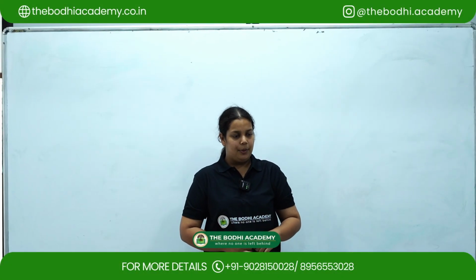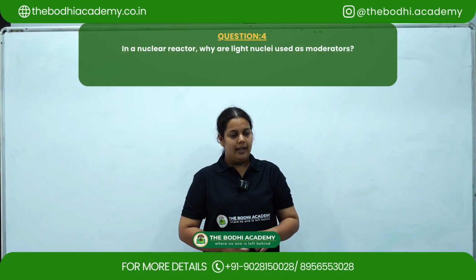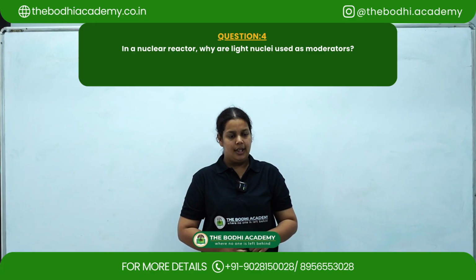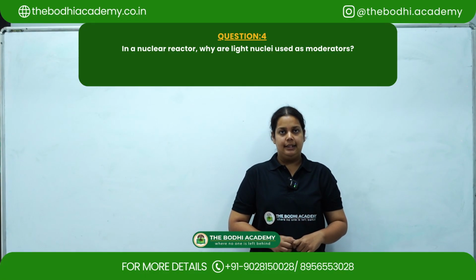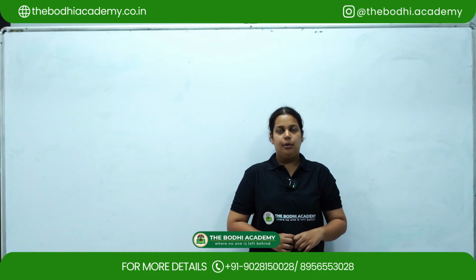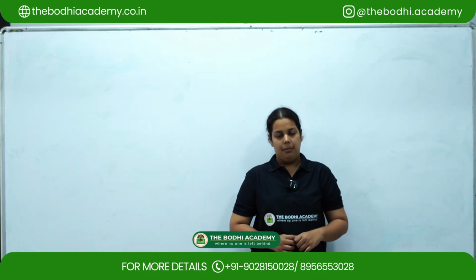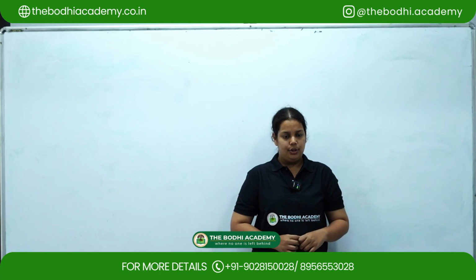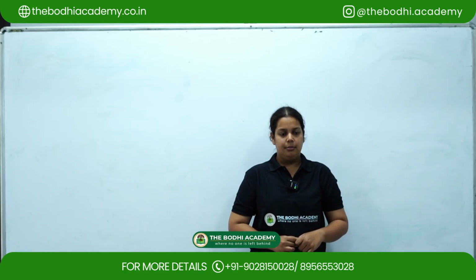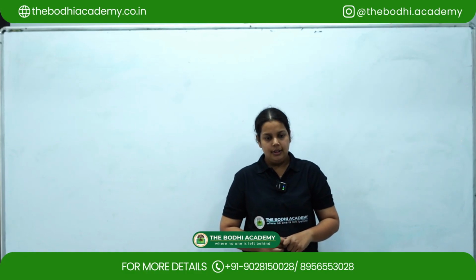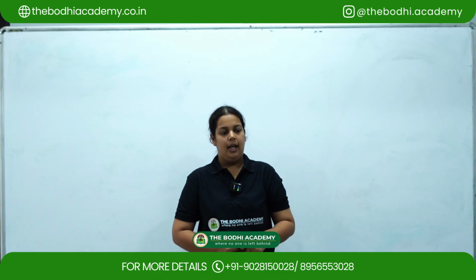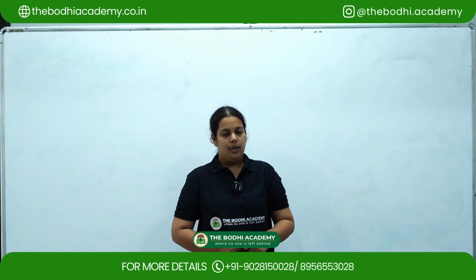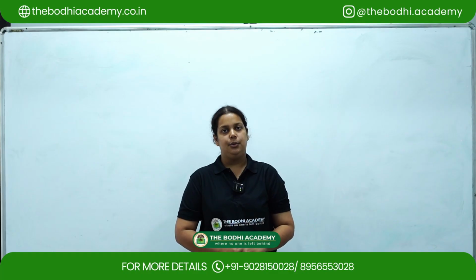Let's move on to the next question. In a nuclear reactor, why are light nuclei used as moderators? In elastic collision, a neutron loses maximum kinetic energy when it collides with a nucleus of similar mass. So light nuclei such as hydrogen in light water, deuterium in heavy water, and carbon in graphite are effective moderators, and they slow the neutrons effectively and have low neutron absorption cross sections. Therefore they are used.